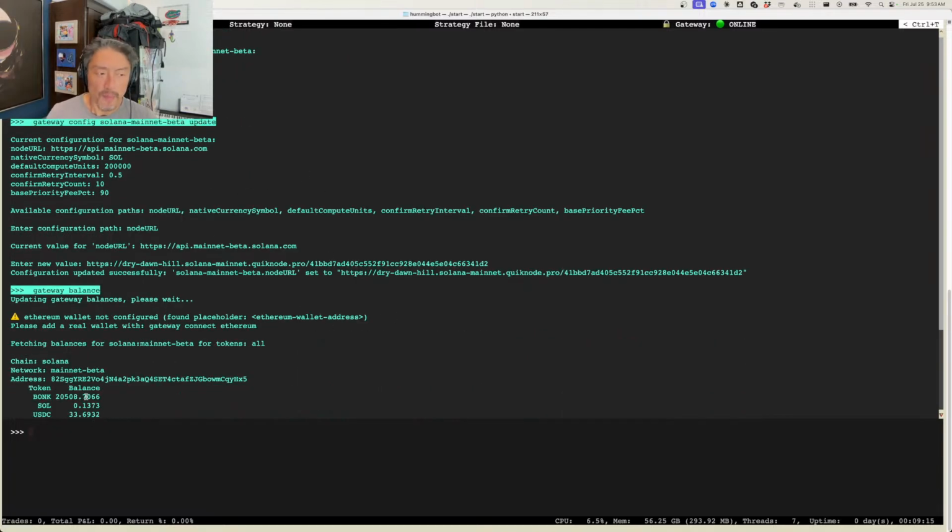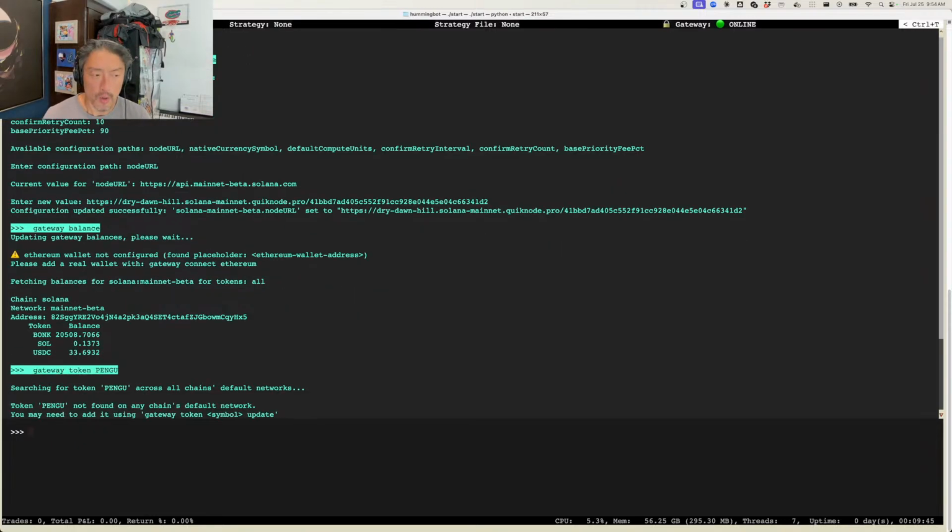Now there might be tokens that are not here, and it's because we only have a certain number of tokens available. Every time you fetch a balance for something like this, it's actually going out and making an API call, so if we did it for every single token out there, it would make it really slow. That's why we have a gateway token command where you can do a lookup and see which tokens are in the list. So let's take a look at something like Pengu, and see if the Pengu token is in the list.